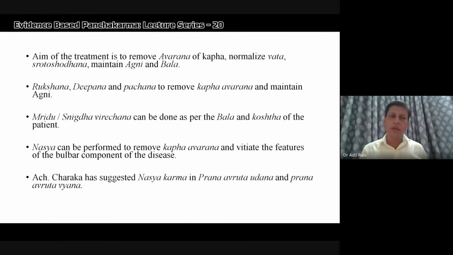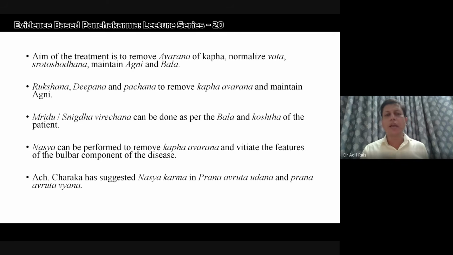So generally, considering the Avaran of Kapha, we can start the treatment from Rukshan and Deepan Pachan. Every treatment we start will depend on the person and will vary, but to be on the safe side, we can start it from the Rukshan, Deepan and Pachan.